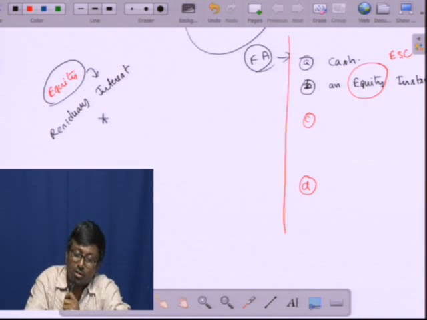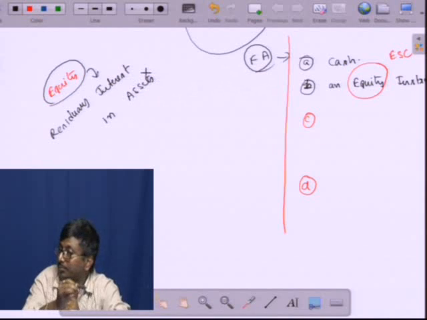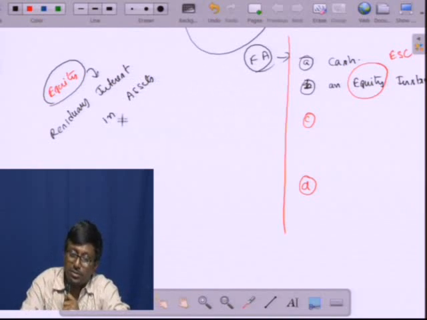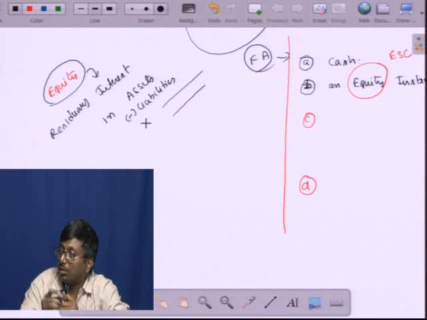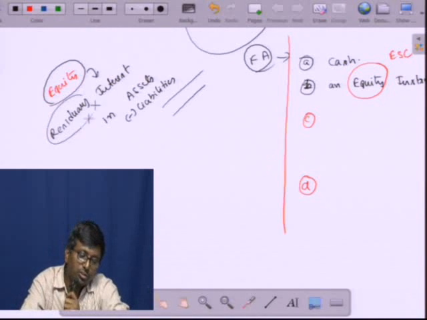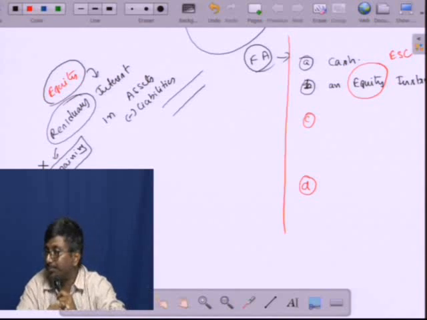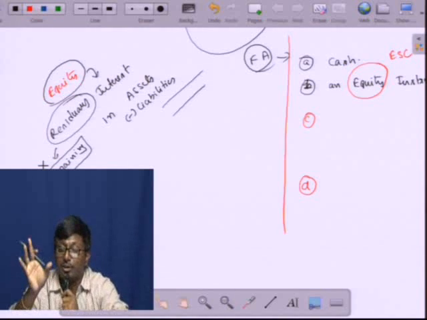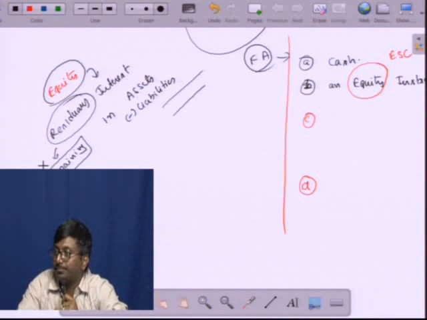Residuary interest in assets after deducting liabilities, that means assets minus liabilities. In a nutshell, in simple words, suppose you call me as an owner. Before that you should ask, what do I get? Assets? No, I don't get assets. I will get what is left. Residuary is remaining, what is left over. That is only what I am ready to get. Then you are equity.